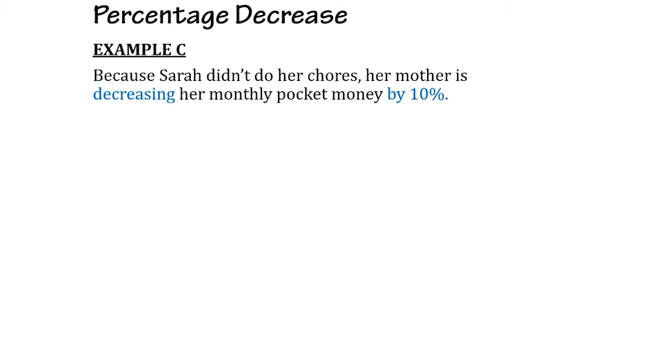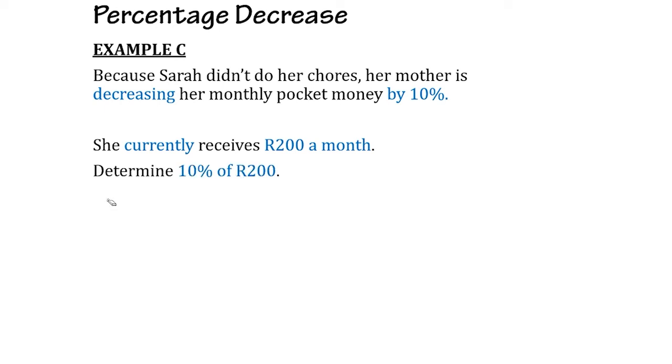Poor Sarah. So, how are we going to work this out now? Some of you, if she currently receives 200 Rand, we should be able to do this in our head. 10% of 200 Rand, I think we know that's 20 Rand. So, let's just go and verify here on our calculators that 10% of 200 Rand is indeed 20 Rand. Make sure you check that on your calculator. So, that's 20 Rand. What does that mean now?